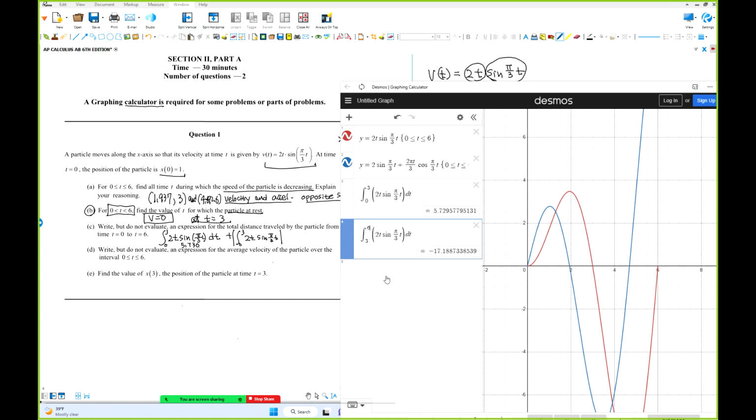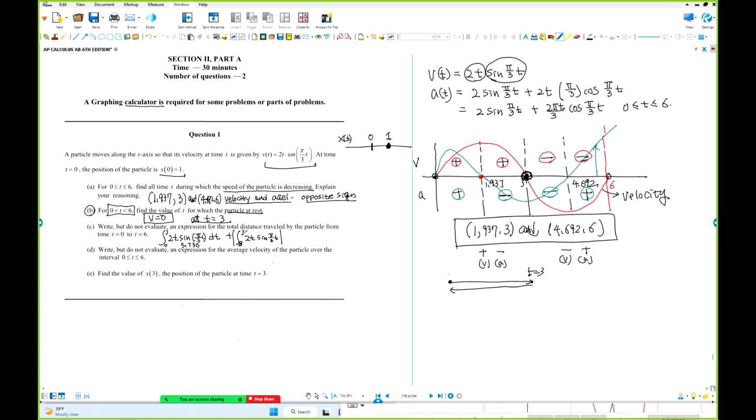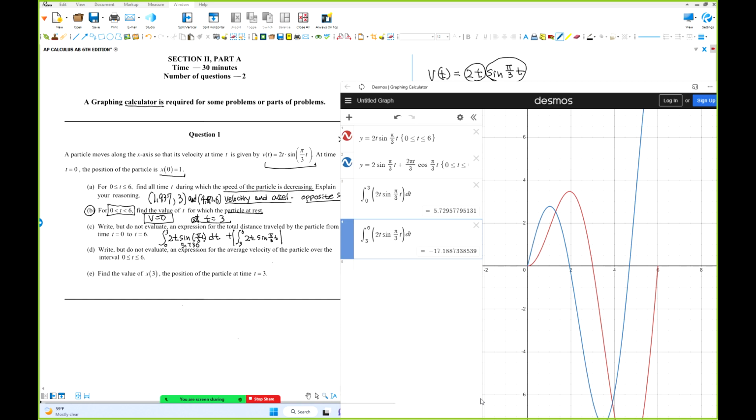That is 3 to 6, okay. That is move to the left. Integral 3 to 6. Okay. 2t sine(pi over 3 t), right? That's a negative number. Okay. So from here we're going to find what? Absolute value. Okay. You can put your absolute value inside. It doesn't matter. Or over here you can put it here.